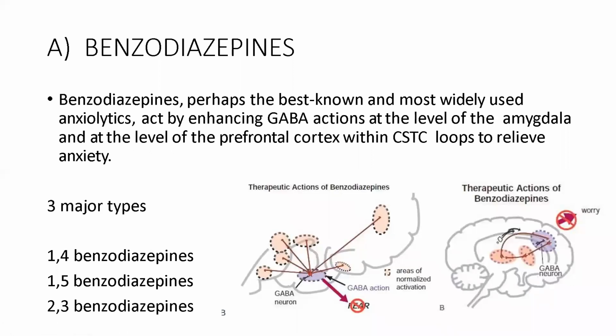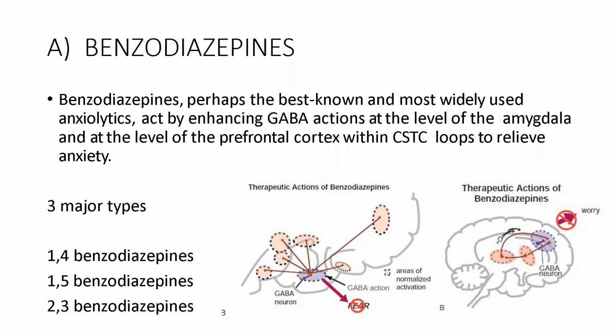Very commonly used are the benzodiazepines. You can see here, they are well-known drugs, most commonly used since a long time, and their profile is well known in patients. They are anxiolytic drugs. They act by enhancing GABA actions, so they potentiate GABA.